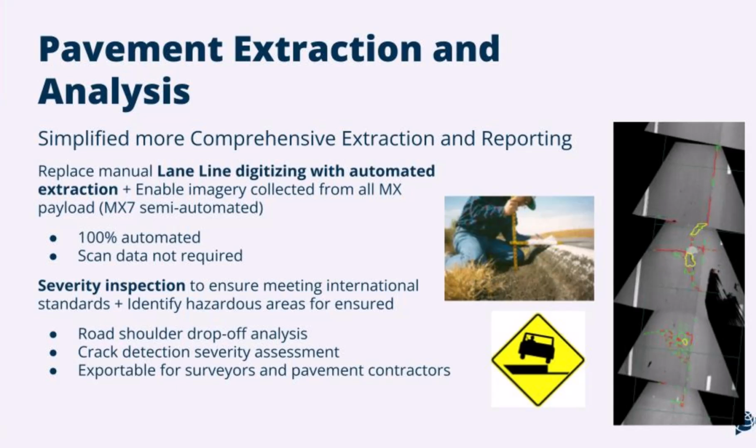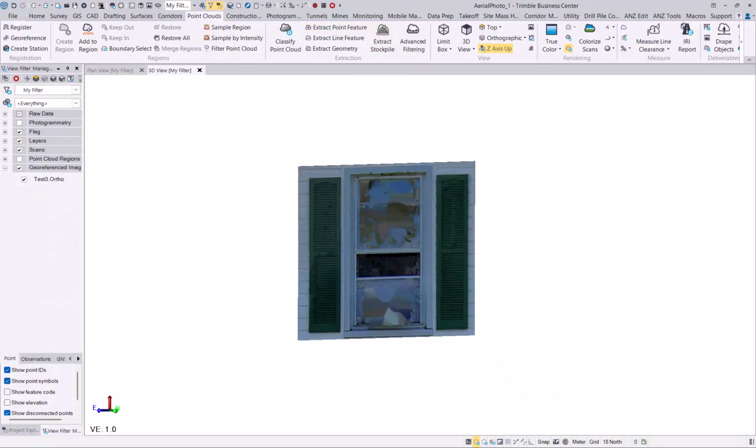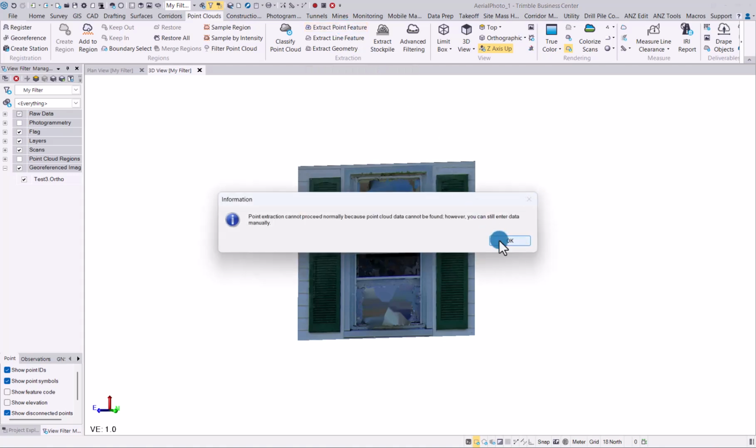And we've also enhanced the severity inspection to ensure it meets international standards and identify hazard areas for you. So we now have a road shoulder drop-off analysis, crack detection severity assessment, and these can all be exported for surveyors and pavement contractors to go and correct those spots. In the extract point feature command, we've now added a new option.